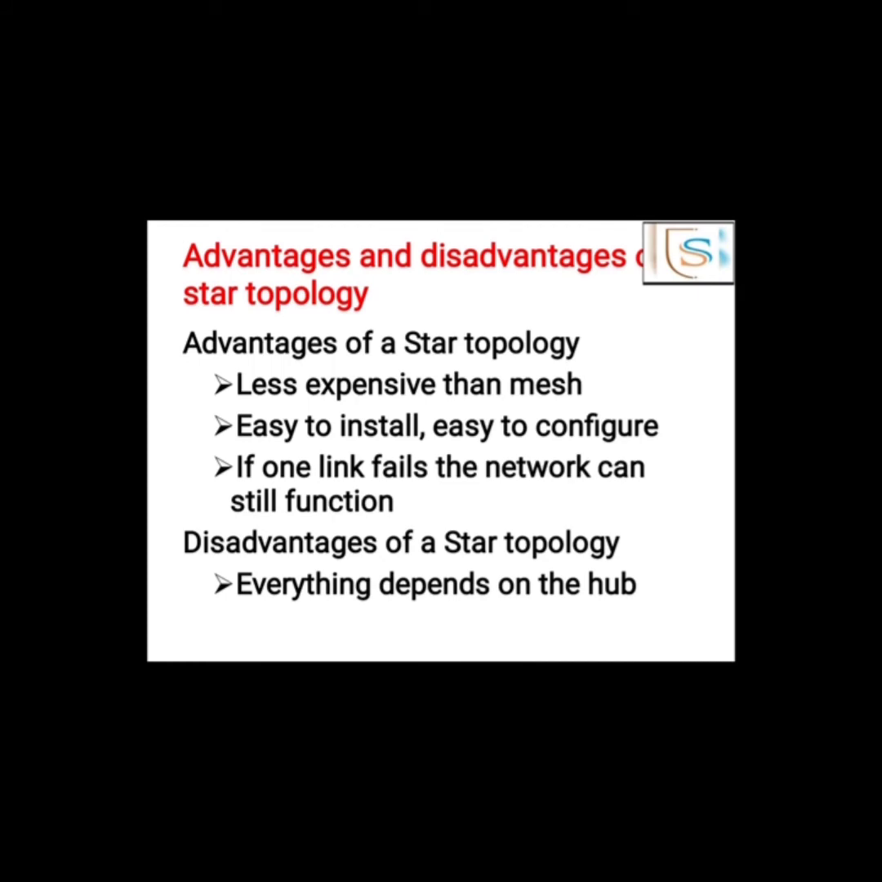Advantages and disadvantages of the star topology: it is less expensive than mesh. Mesh we will discuss later on. It is easy to install and easy to configure. If any link fails, the network still functions. Yes, because in the hub we have many ports at the back, and if any one of the ports stops working, the rest can work fine. So there is no chance of breakage of the interconnection or disruption of the connection. If any link fails, the network still functions.